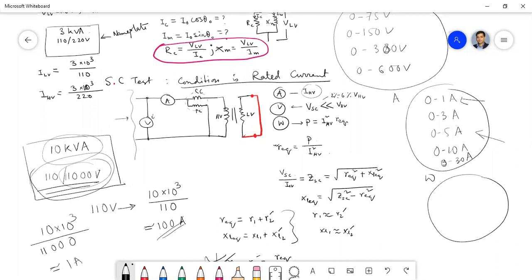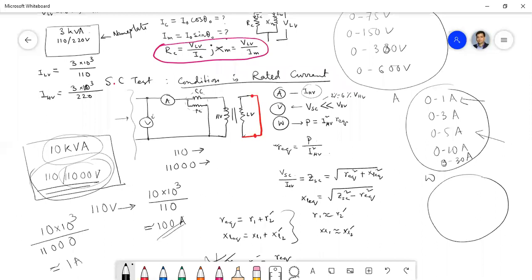Anybody? Sir, how much voltage maximum will it provide? Yes? If it is first, you think 20 volt. If it is 110 volt, then what will be the voltage? And if it is 11,000 volt, then what would be the voltage?